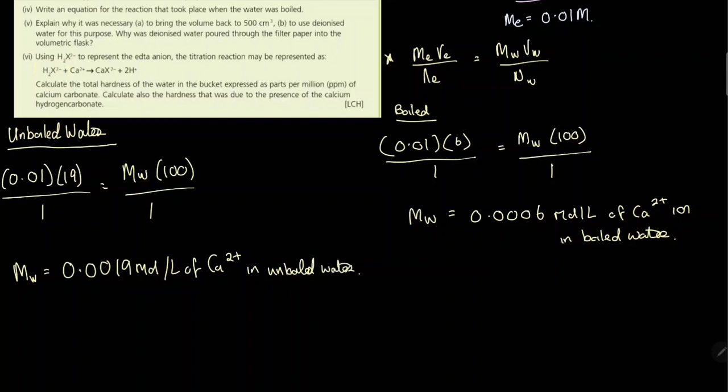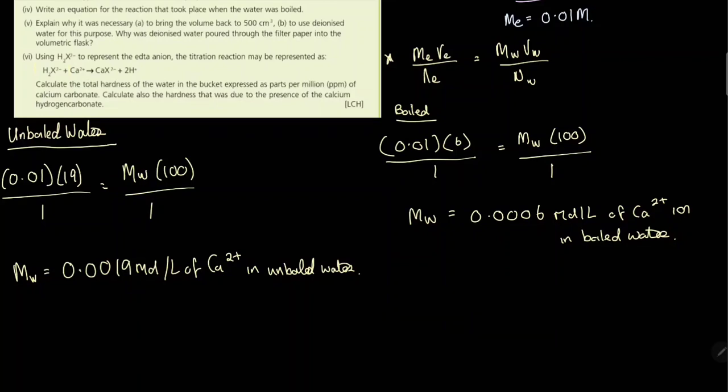Okay, so at the moment I have the concentrations of all the calcium in boiled and unboiled. So I'm just going to reread the question there. It says calculate the total hardness of water in the bucket. Now we know the hardness is directly related to the amount of the calcium ion that's in the actual water, but it wants it to be expressed as parts per million of the calcium carbonate. So you need to change this from moles per litre into parts per million.